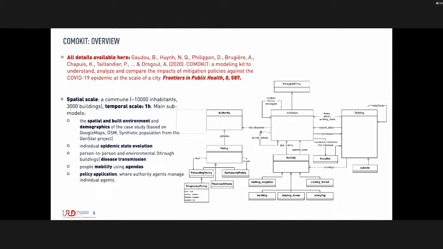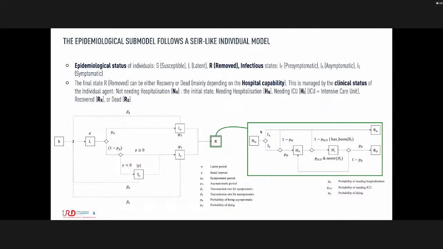The epidemic state evolution, disease transmission between people, mobility using agendas and the activity of people, and the design of policies and the application of these policies, okay? So I will go very fast on this one because it's quite classical now.